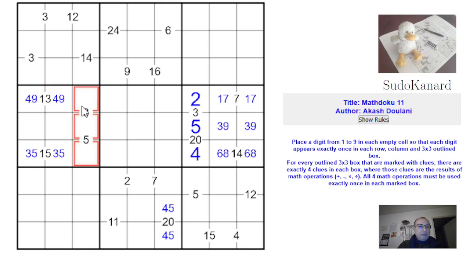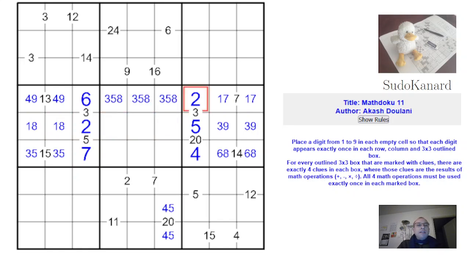So one of them will be a division, and 5 doesn't work because it would have to be 5 divided by 1, and 5 is not available. So division is here, it won't be 9 divided by 3, it won't be 3 divided by 1, so it has to be 6 divided by 2. And now 5 is the result of the subtraction, so this has to be a 7, and we're left with 1 and 8 here. And I will do some pencil marking here.